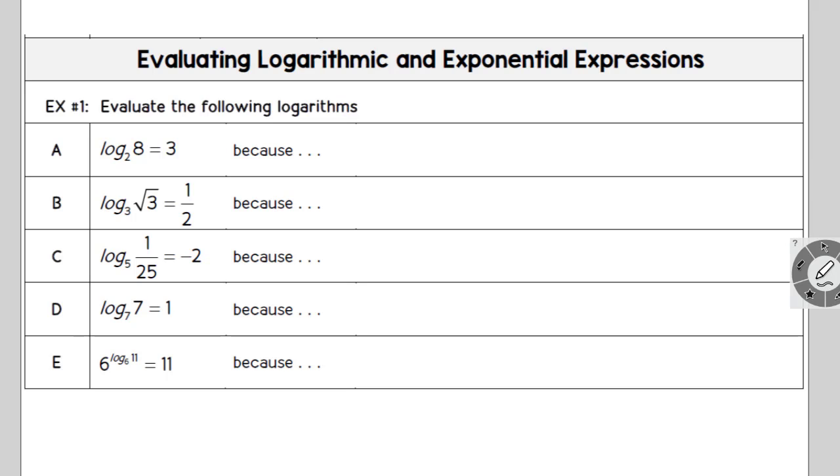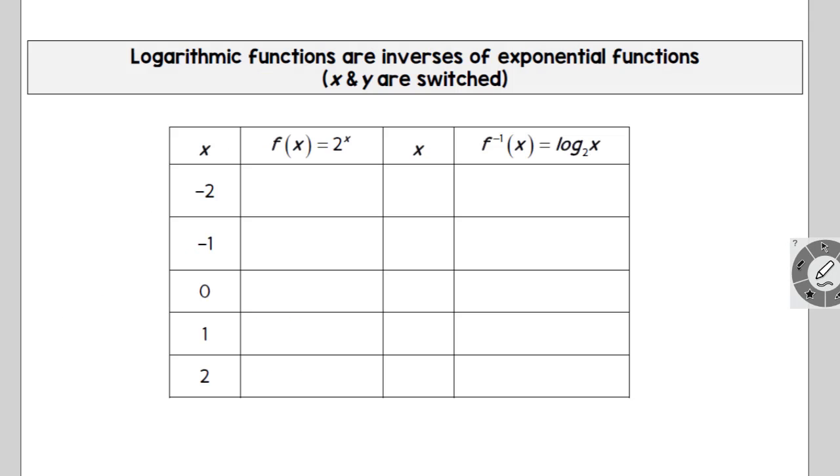We talked a little bit about the functions being inverses of one another. And since we've explored logs and exponents, that may make a little more sense now. Let's see if we can demonstrate that here. We've got f of x equals 2 to the x, right? So if I wanted to evaluate that for x equals -2, what is that going to look like?